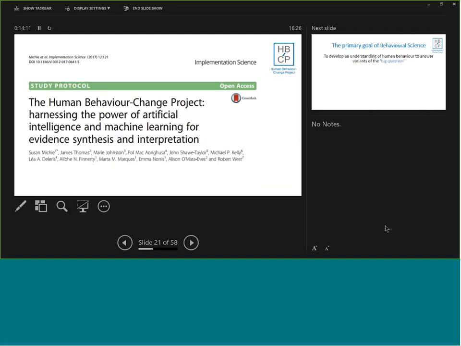And we have the published study protocol in Implementation Science, which is an open access journal. And I would, if you look at this, do make sure you look at the supplementary files, which are the links at the foot of the article, because that's where most of the methodological detail resides. And we also have a paper on ontologies in the same journal.